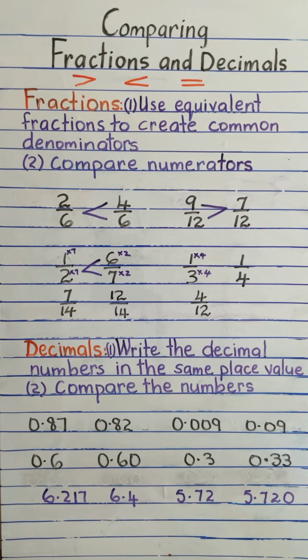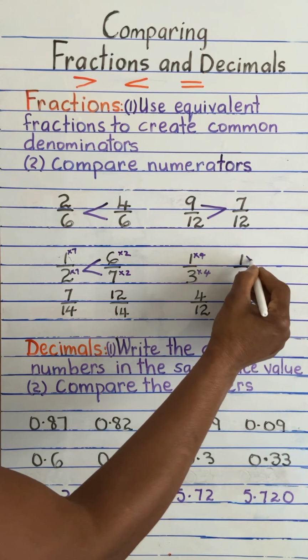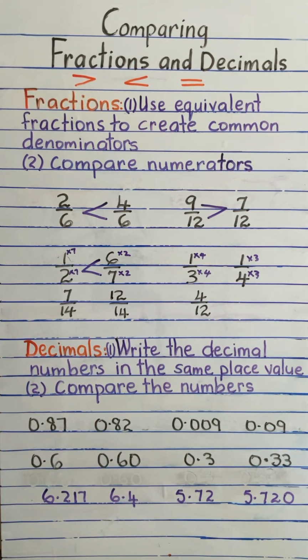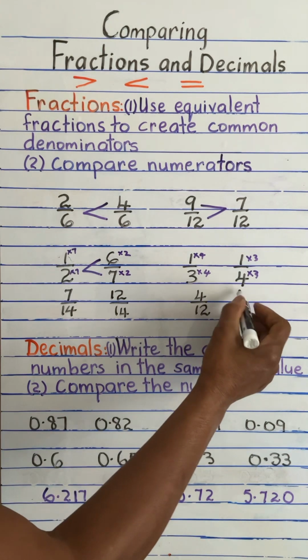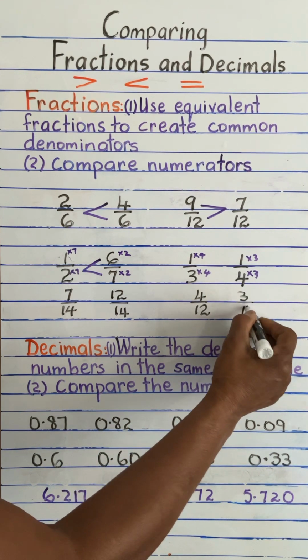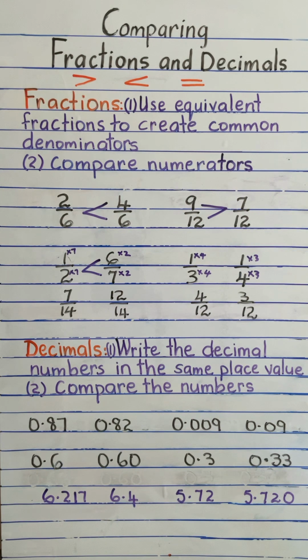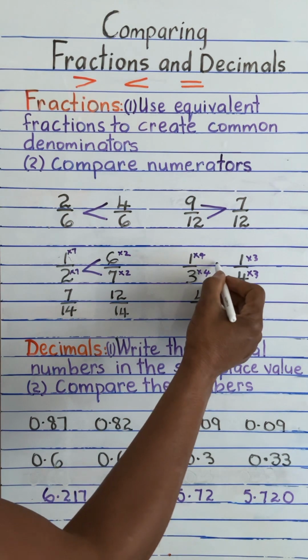What did we do to 4 to make 12? We multiply by 3. 1 times 3, 3, and 4 times 3, 12. So now our denominators are common. So we're going to compare the numerators. 4 twelfths, 4 is greater than 3. So 1/3 is greater than a quarter. So let's put our greater than symbol right here.